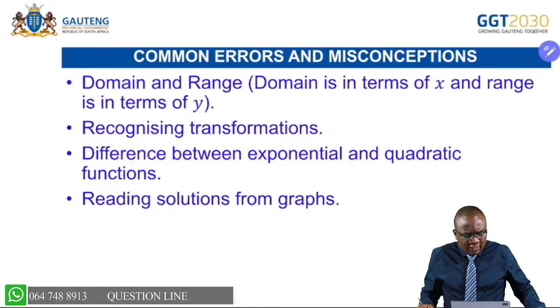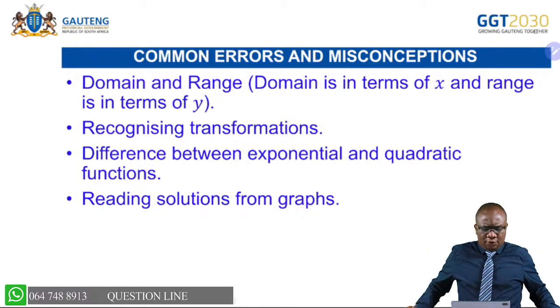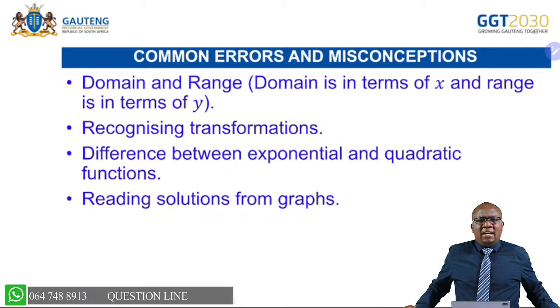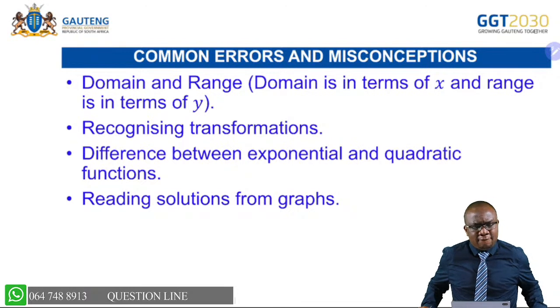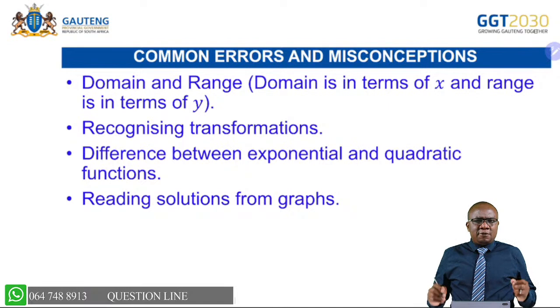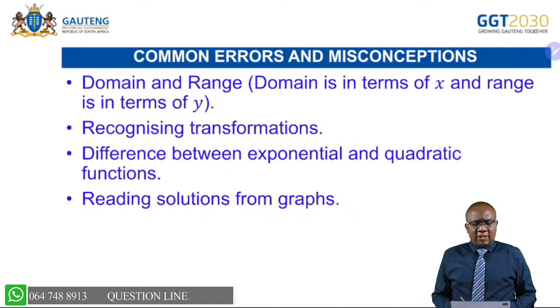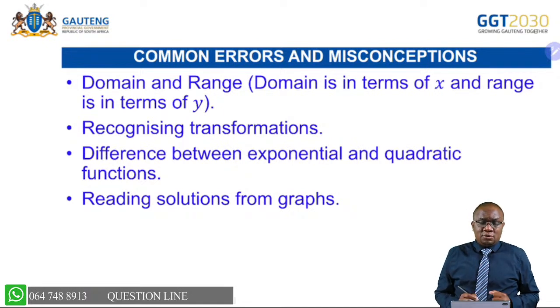Right. And then these are common errors that we usually get, okay, from learners. Domain and range. Remember, learners, domain is in terms of x, which are your input values, which are your independent values. Okay, that's your domain. Domain is in terms of x. Don't lose those marks. Okay, and then the range is in terms of y. Don't lose those marks. Range and domain, you must get those marks.